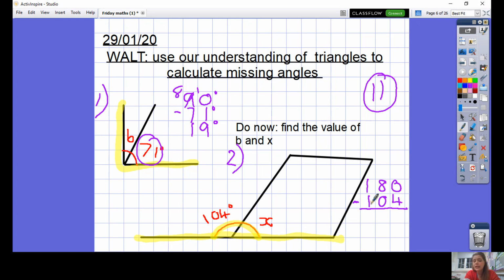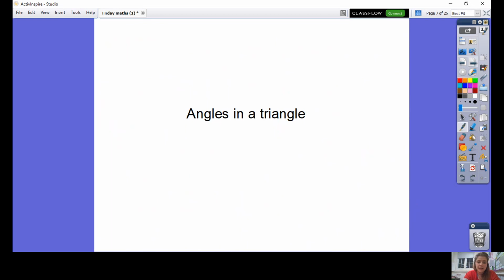180 take away 100 is 80. Now take away 4, 76 degrees. Angle X was 76 degrees. Well done if you got those 2 questions correct. We're now ready to move on to today's learning.